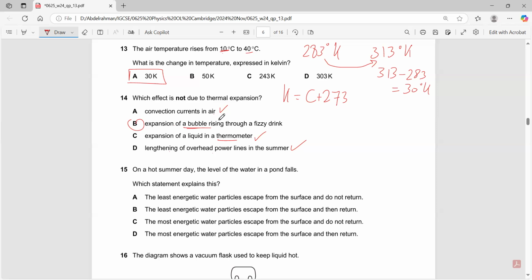On a summer day, the level of the water in a pond falls. Water decreases. Which statement explains this? This is evaporation, right? Most energetic molecules escape from the surface and do not return.